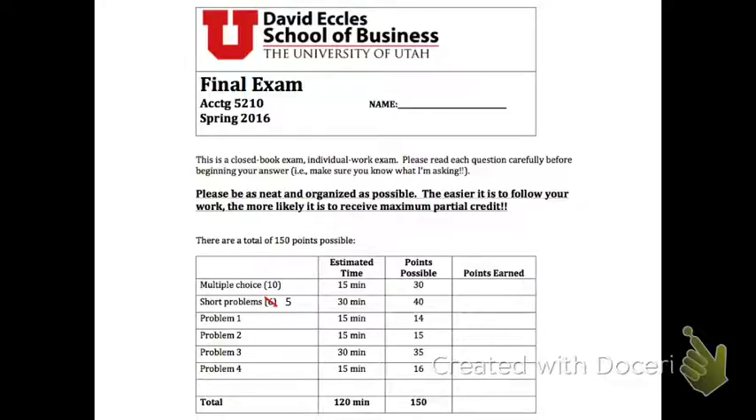The 4 longer problems, you can see that I did promise you that one of these problems would be your capital budgeting problem, and this is this problem. So this is capital budgeting, and the other 3 problems, one of those problems is related to process costing, one of those problems is related to inventory management, and one of those problems is related to job order costing.